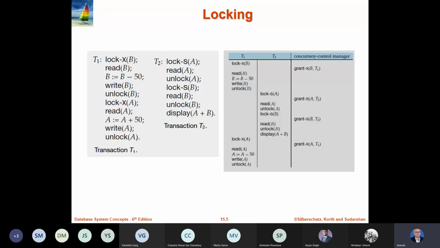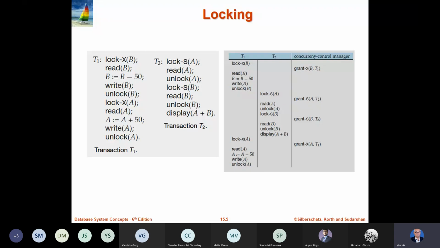And then P2 does the lock-S on A, and the concurrency control manager grants that. So P2 reads that value of A, unlocks A, then tries to lock B in shared mode because P2 is only reading both, so it is taking shared mode. The concurrency control manager now grants the shared lock on B to P2, and P2 reads it, displays it, and then P1 locks A in exclusive mode, that is granted, and then P1 reads the value of A, writes it, and then unlocks it.